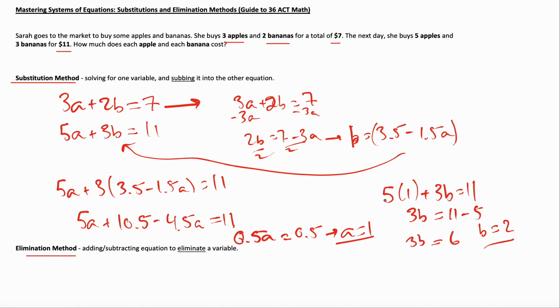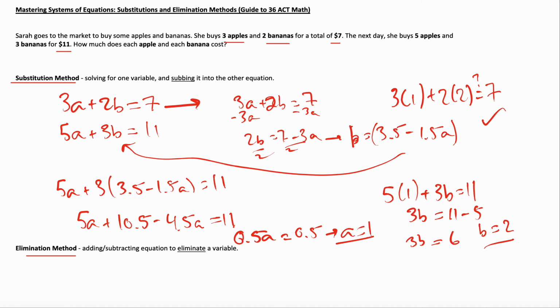And then, as a final check, I'm going to sub this back into my original equation, which I did not use yet. 3 times 1, 3a, plus 2b, which we just discovered is 2, equals 7. Is this true? Well, 3 times 1 is 3, 2 times 2 is 4, and 3 plus 4 is 7. So we're good. An apple is $1, a banana is $2. So that's how you use the substitution method.